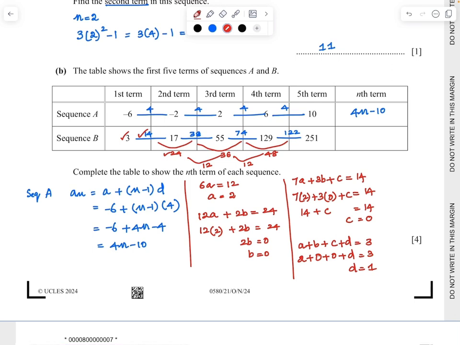So in a cubic sequence, the nth term can be got by this: an cubed plus bn squared plus cn plus d. Right, so let's substitute a, b, c, d into this. So a is 2, now 2n cubed plus b becomes 0, c becomes 0, so these two terms vanish, plus 1. So this is the formula to get the nth term.